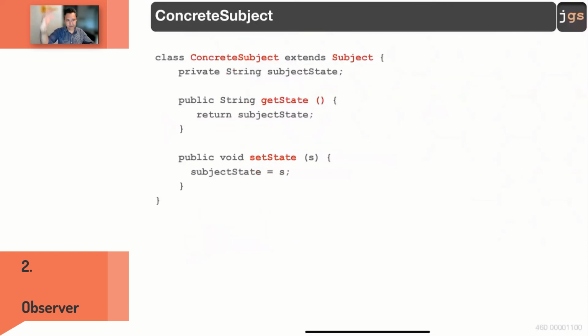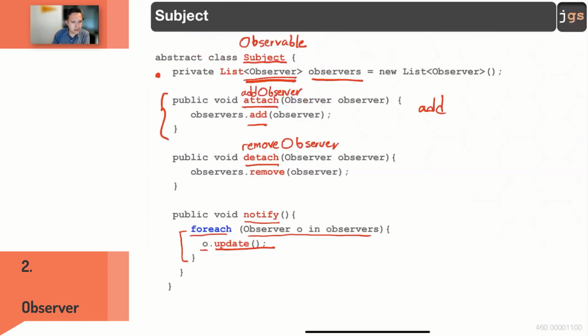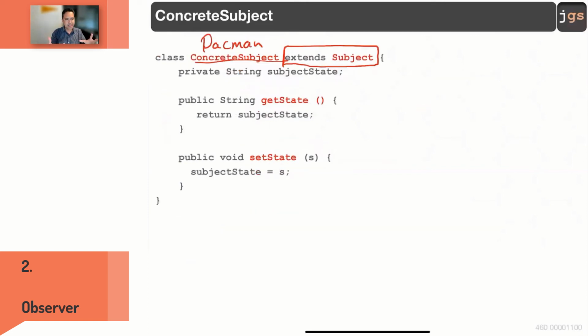What about the sub? This one, the concrete. This one is the Pacman. The Pacman is the one being observed by the ghost. What I want to do with the Pacman, number one, I am going to extend this class. Inheritance.